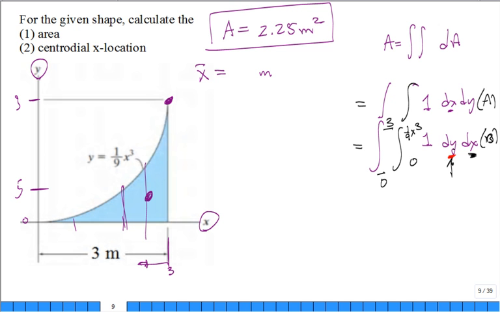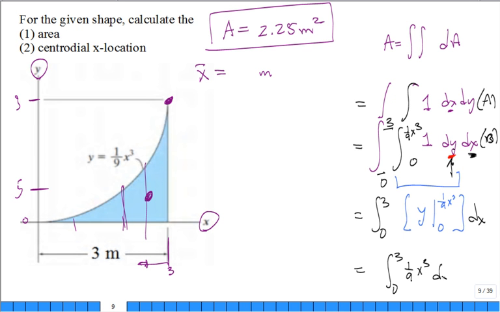And you say, okay, so what's this inner integral? The integral of 1 times dy is just y evaluated from 0 to 1/9 x cubed. And then I'm going to have that outer integral. I'm just copying it down, 0 to 3 dx. And then what we have is 1/9 x cubed integrated from 0 to 3 dx. Some people said, I just jumped to that equation. Well, conceptually, you did a double area integral.